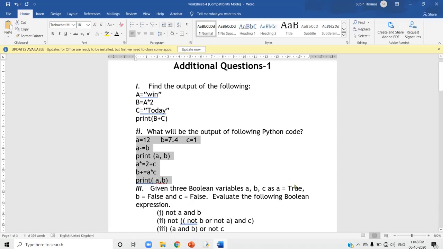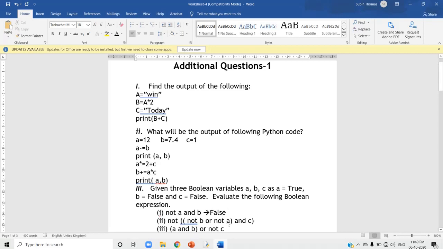See that here not A. What is the value of A? A is true. Not A will give you the answer false. False and B. What is the value of B? B is false. So the first question answer will be false. One more time I'll explain. A is true. Not has a high precedence, so not will be done first. Not A will give you the answer false. False and false will be false itself.